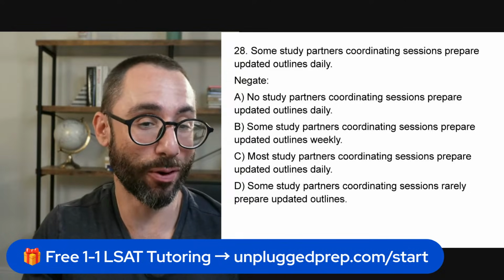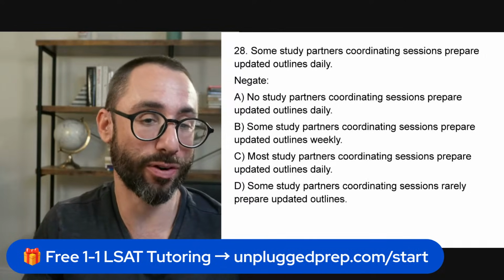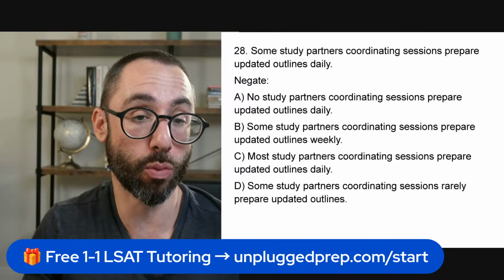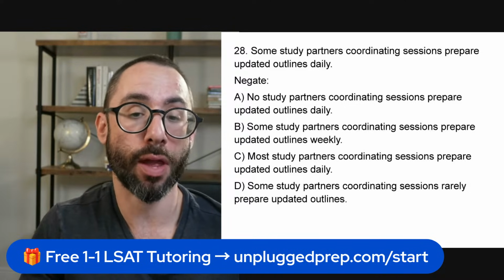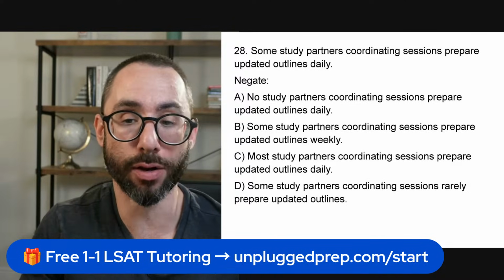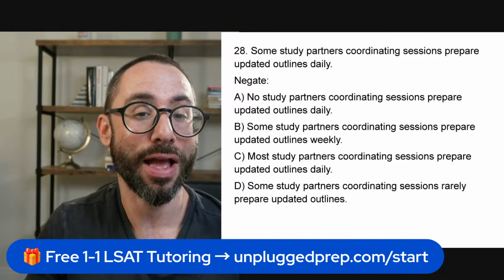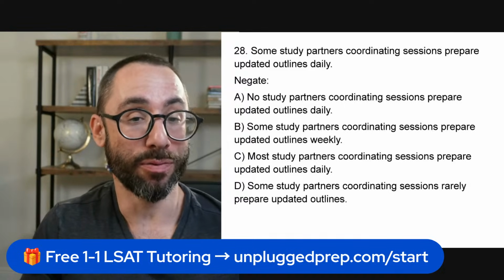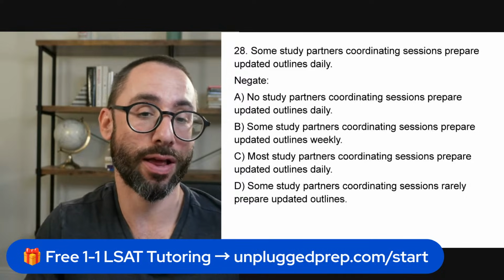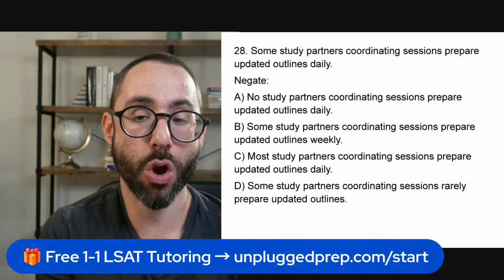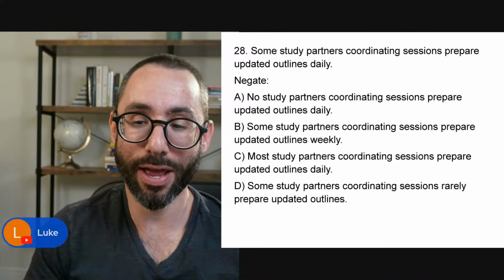Bit of word salad there. They're all quite similar to make it a little bit more difficult, but focus on the quantity word. Original says some, meaning at least one. Opposite of some is none, meaning zero. And so some becomes none. Only choice A says none or zero. So A is in fact correct. No study partner. Anne says A.